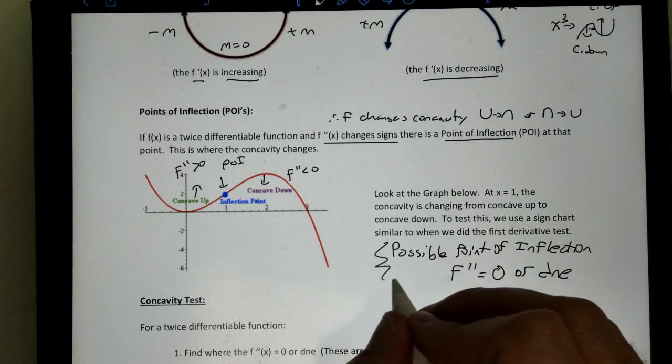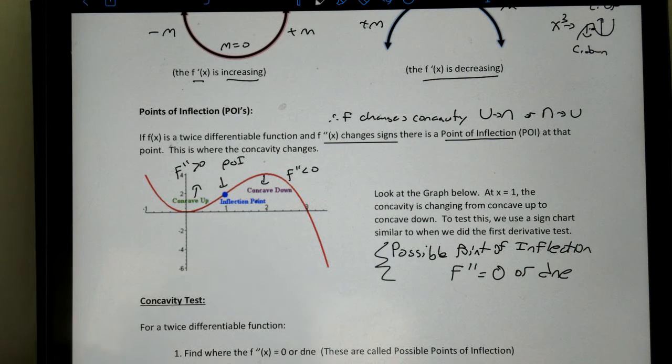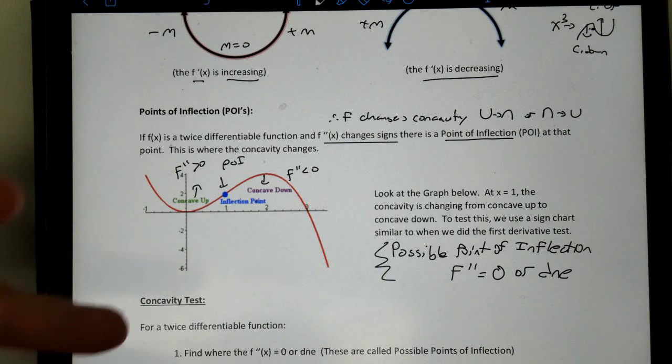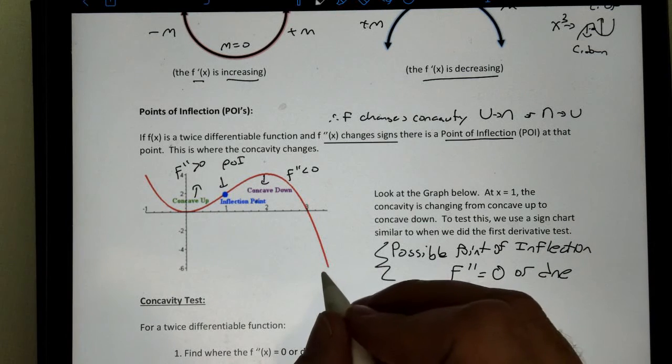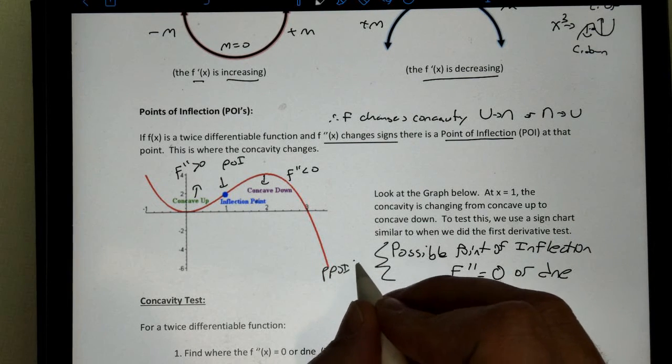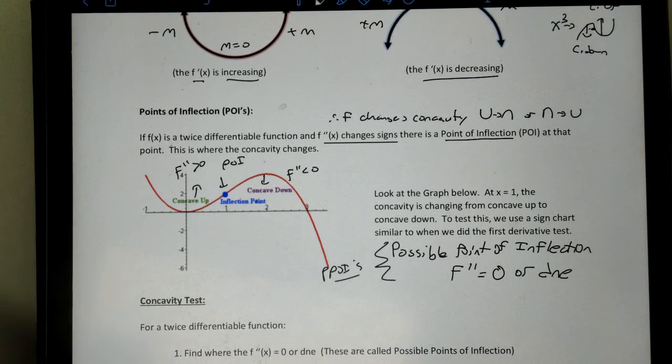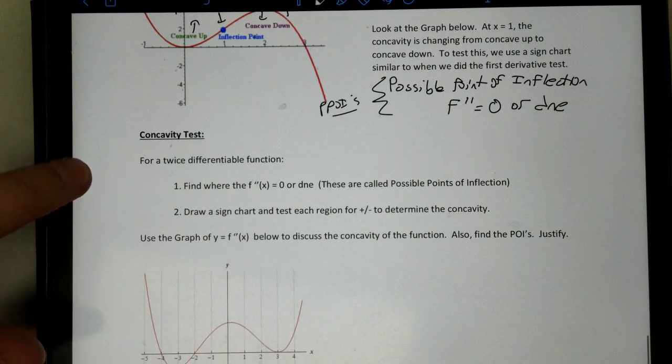Notice, this is oddly like our critical numbers. This is like our first derivative test. We don't want to call them critical numbers because that's really only typically established for the first derivative. So we call these PPOIs instead, possible points of inflection. So let's take a look at how we do this, the concavity test.